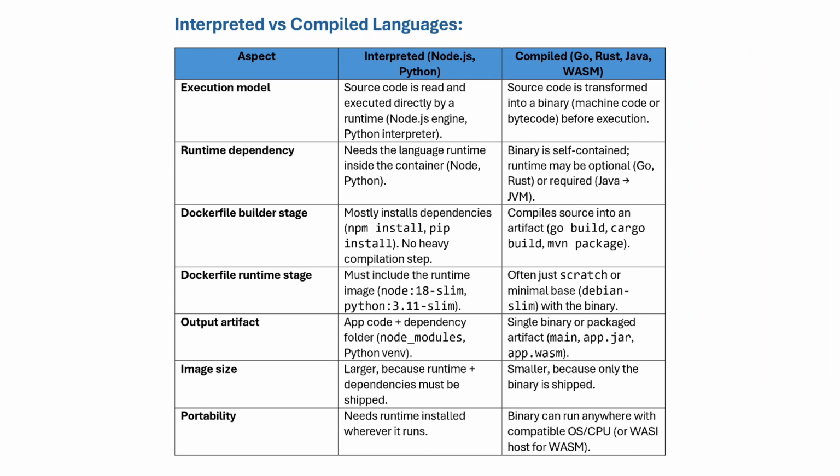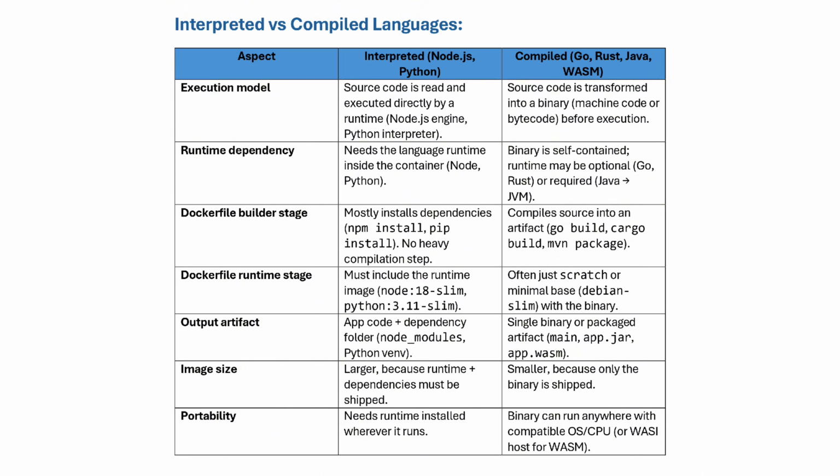Now let's understand what is interpreted versus compiled languages. In interpreted languages like Node.js or Python, for our application to be run in your runtime environment, it needs to be understood by the system. So in Python and Node.js applications, for the system to run your application, it must understand the language of your application.